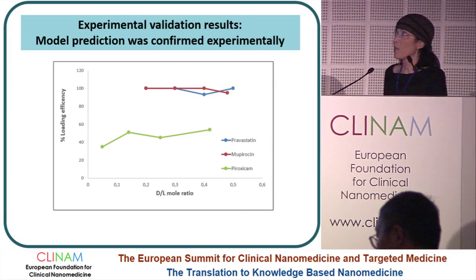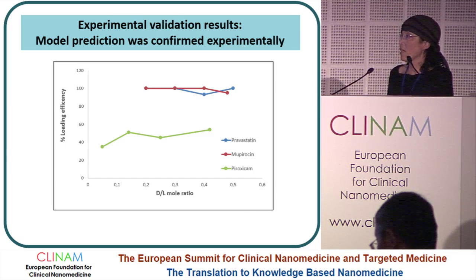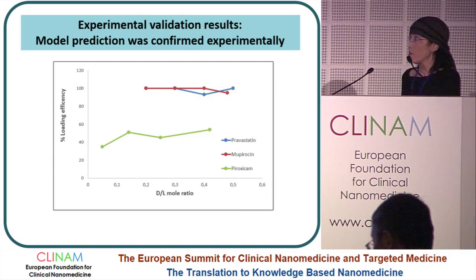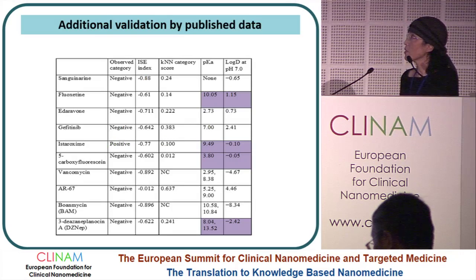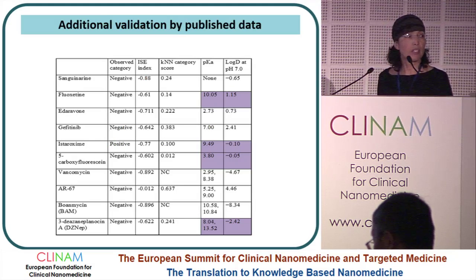The results of the experimental testing confirmed our predictions, and we can see that pravastatin and mupirocin were highly loaded at all drug-to-lipid ratios that were tested, and piroxicam was low loaded at the ratios that were tested. We additionally validated the models with 10 additional molecules that were published in the literature that were remotely loaded to liposomes and were published after we established our models.